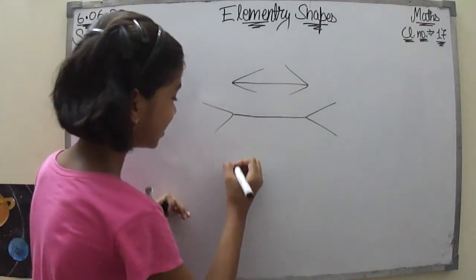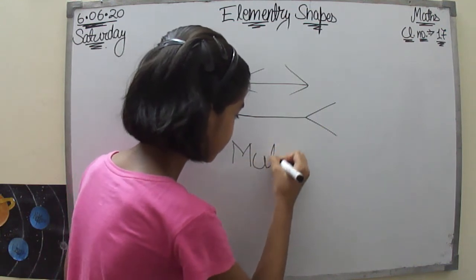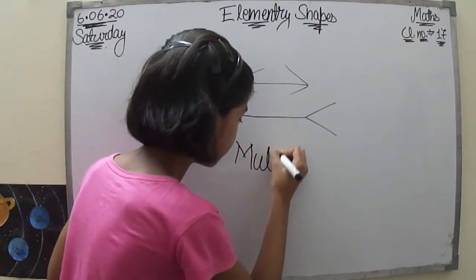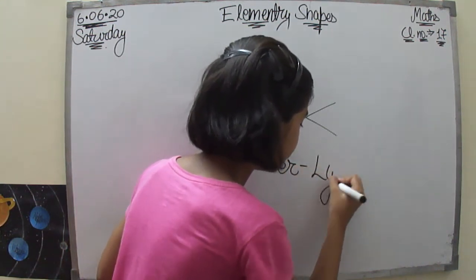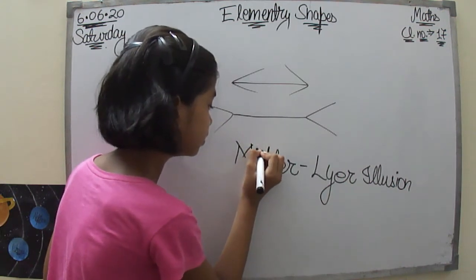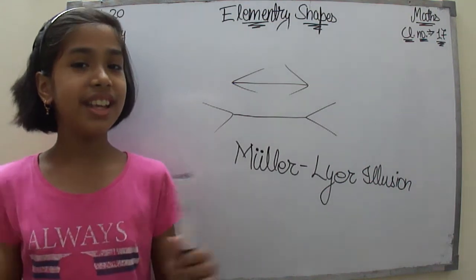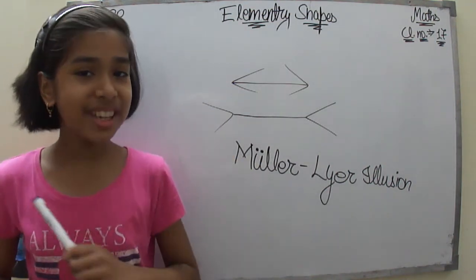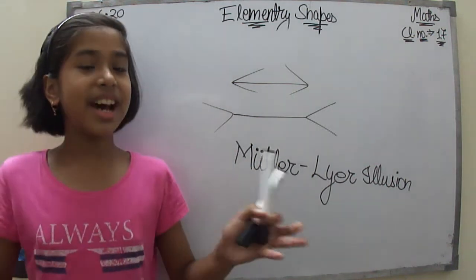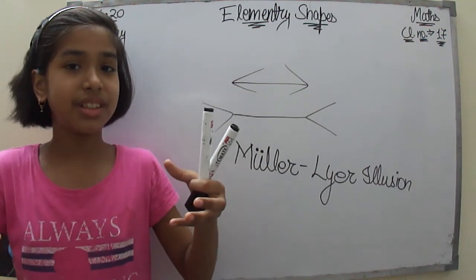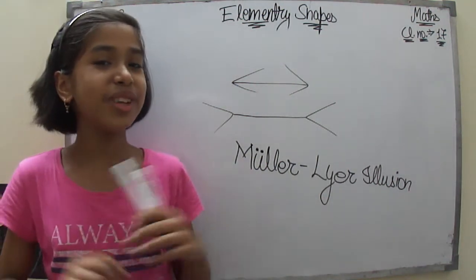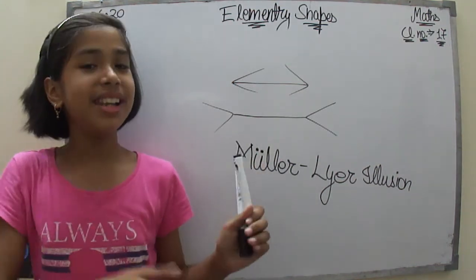Okay, let me write that down. Muller-Lyer illusion. This illusion makes you believe that the line with the arrows outward is bigger. It looks like this line is squeezing and this line is stretching. So this is again a famous illusion. We have learned two illusions, the optical illusion and the Muller-Lyer illusion.